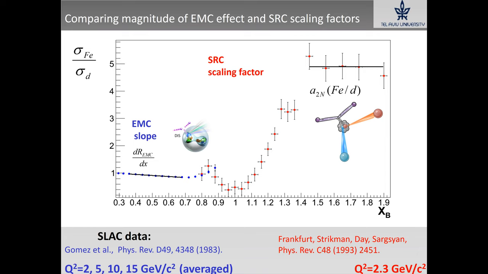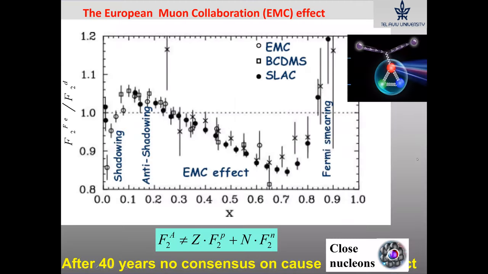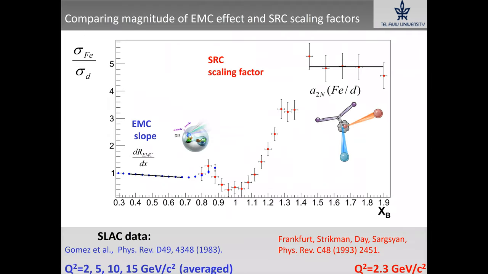And you can see at small x, you can see the EMC effect. The way I'm going to quantify the strength of the EMC effect is to look at this slope. It's almost a linear line here. All nuclei look the same. And the slope of this line will be my quantification of the size of the EMC effect. Bigger EMC effect, bigger slope. Smaller EMC effect, smaller slope.